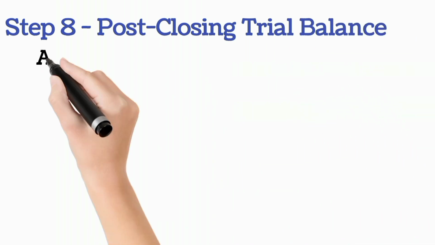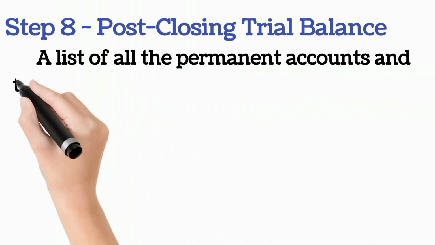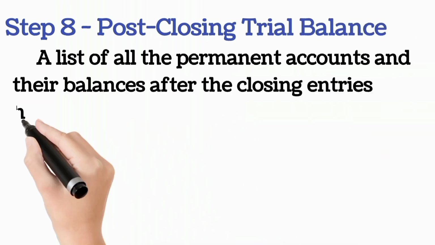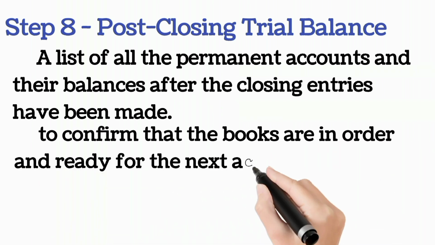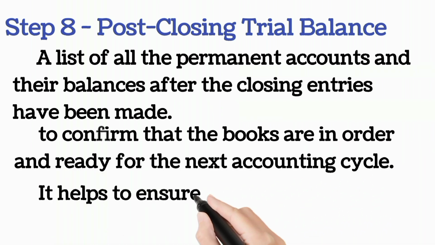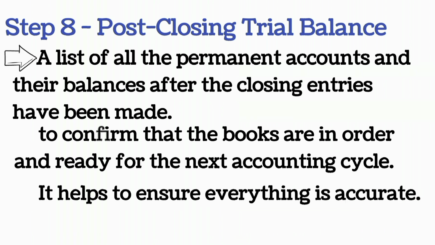Finally, we prepare a post-closing trial balance. This is a list of all the permanent accounts and their balances after the closing entries have been made. This step confirms that the books are in order and ready for the next accounting cycle. It's a great way to ensure everything is accurate before moving forward.